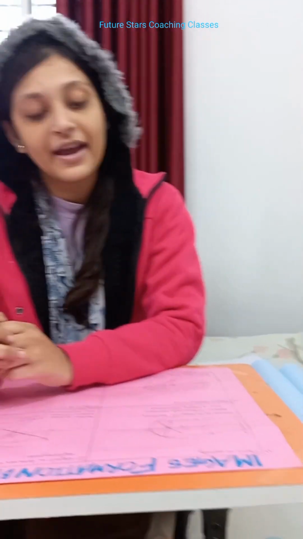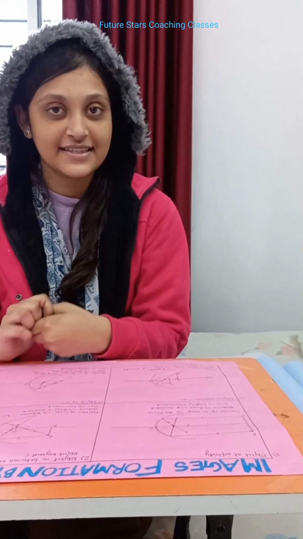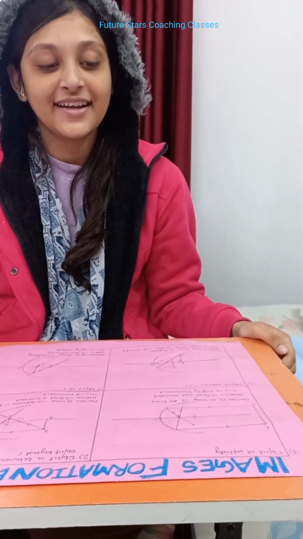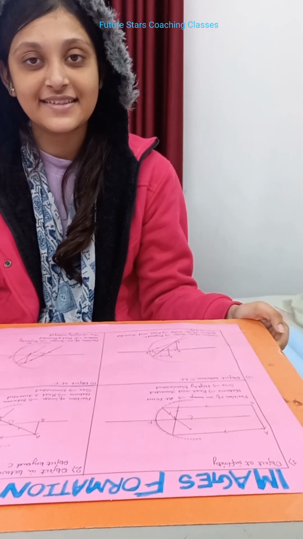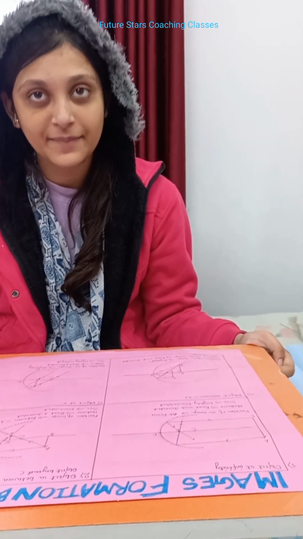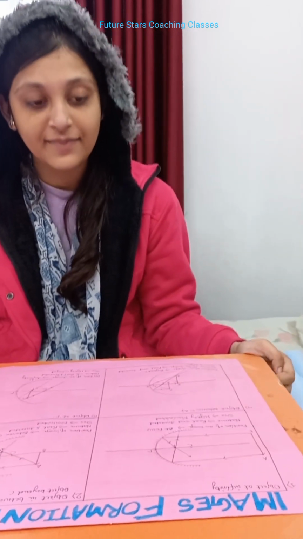Today I have done the study of image formation by a concave mirror. It has 6 cases. Can you show what you have done? Yes, sir, sure. Six diagrams of the images of any object formed by the concave mirror. So please explain all these cases one by one.